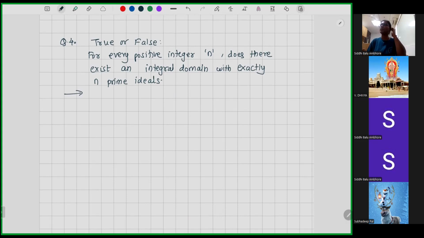Okay, can we give an n such that there exists an integral domain? Or is it not possible, that we cannot have any integral domain containing exactly that many prime ideals? At least any guess whether this is true or false, or anything along that line?